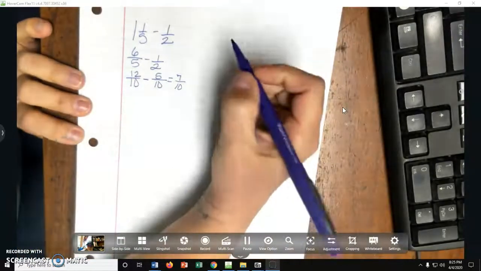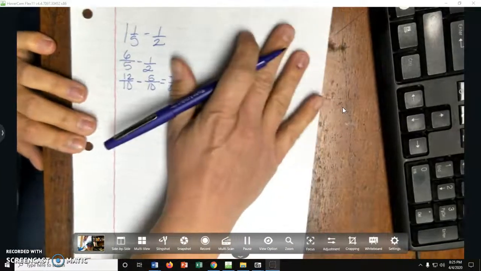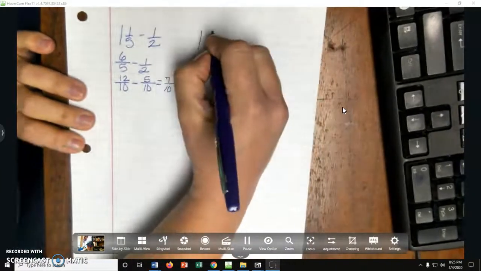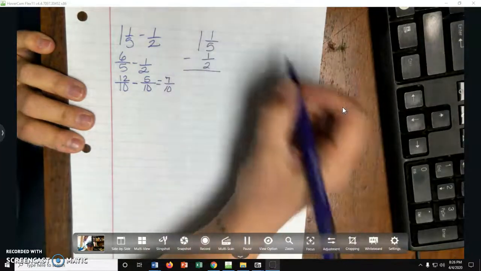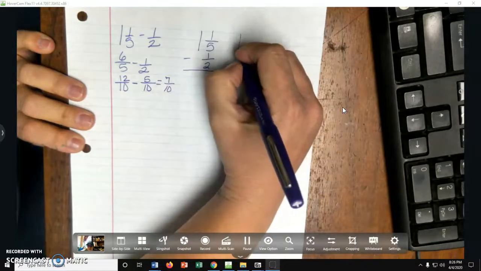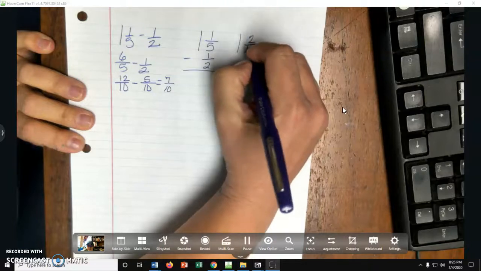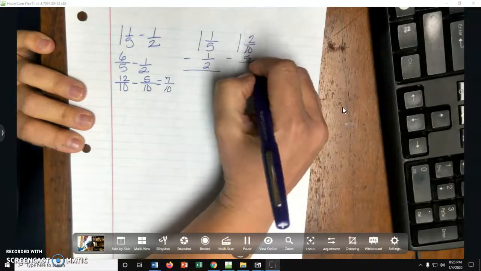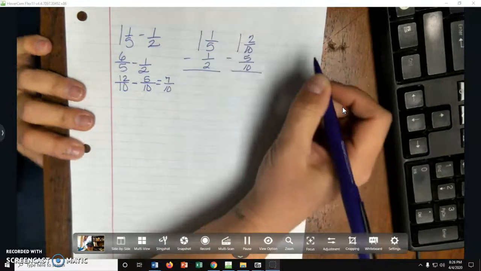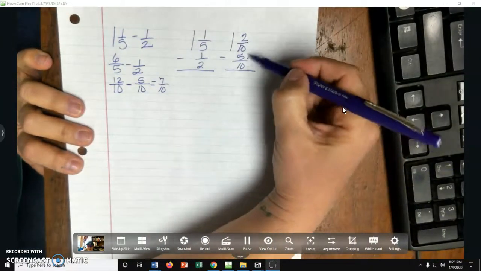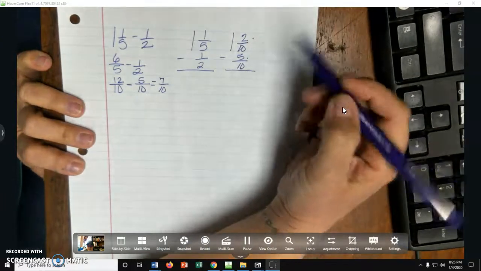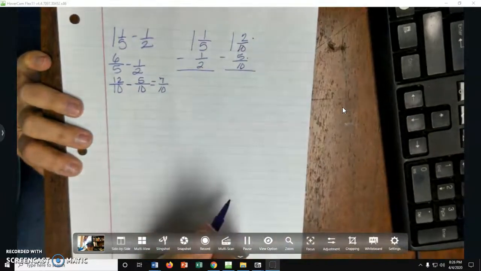One thing I'll show you just really quickly is the stacking method. A lot of students seem to like that as well. If we stack these, we'd still need to get a common denominator: 2/10 minus 5/10. Now here's where we run into what I was telling you about the other day. We cannot take 5 away from 2, or we get -3. That's not going to help us in this case.